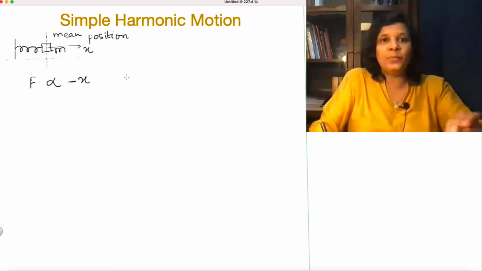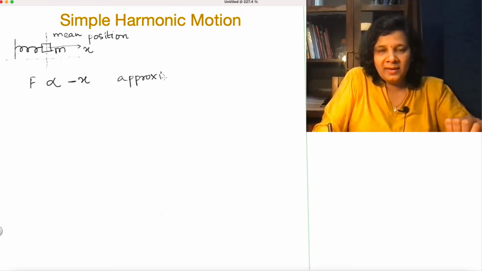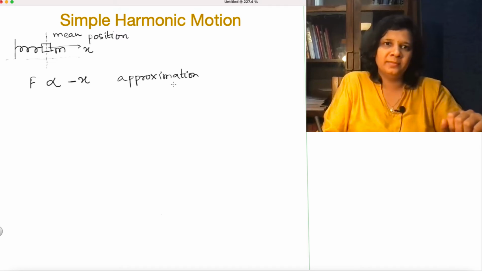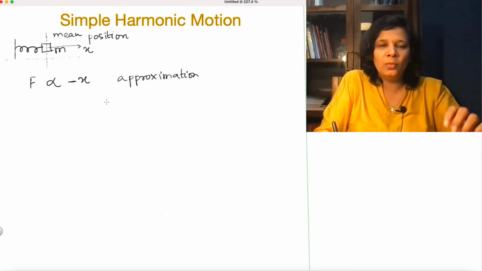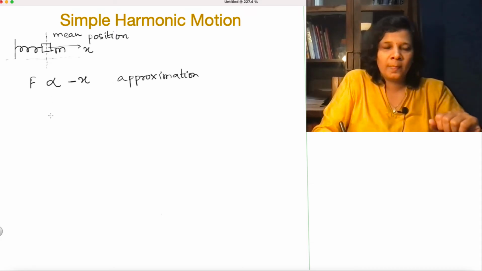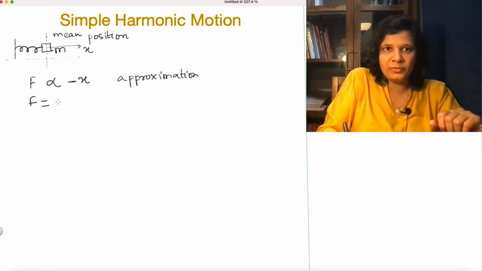But there is one very important point to note, that this is an approximation. Why? Because if I pull the spring very hard, then this spring may break. So then there will be no force. It is no longer proportional to x. So this is valid only when x is small. So now if I remove this proportionality, I can write F is equal to minus kx.